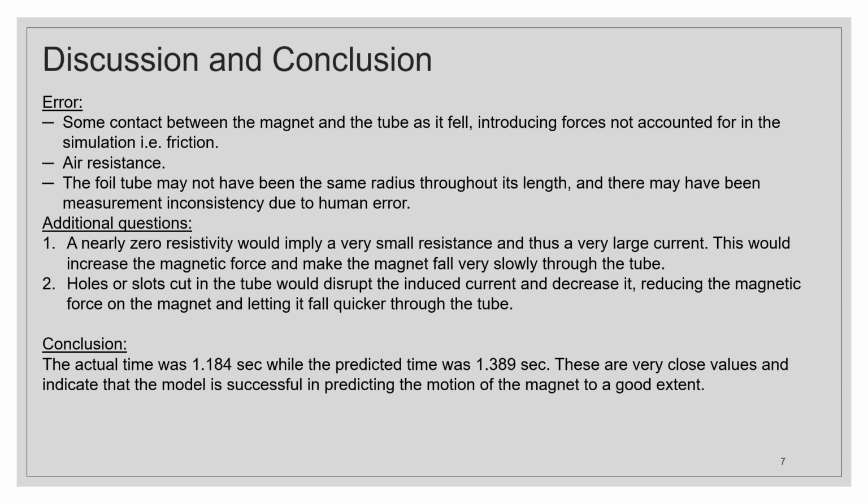In conclusion, the actual time was 1.184 seconds, while the predicted time was 1.389 seconds. These are very close values and indicate that the model is successful in predicting the motion of the magnet to a good extent.